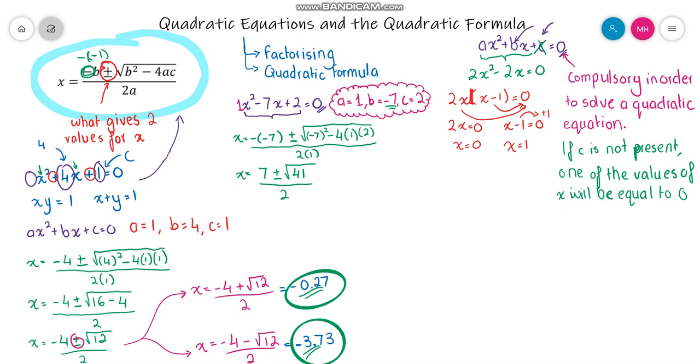Now we come to the point where we have to find out what x is when this is positive, and what x is when the value next to the square root is minus. So therefore this is divided up into 2 parts. So x is equal to 7 plus the square root of 41 all over 2, and x is equal to 7 minus the square root of 41 all over 2.